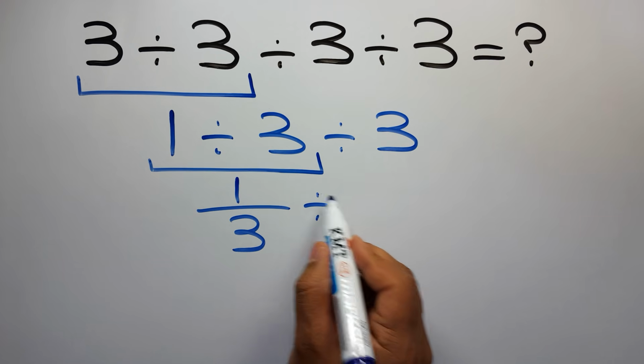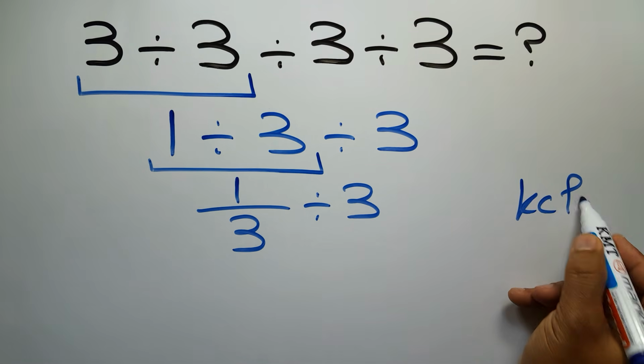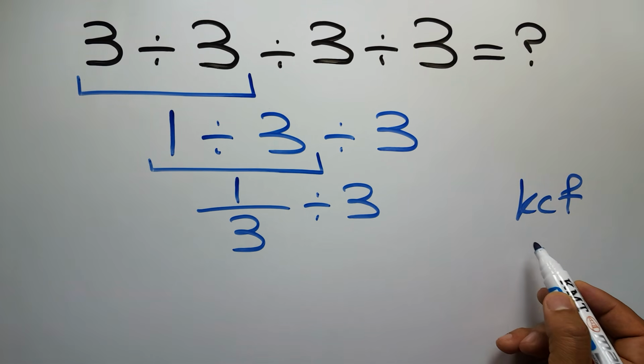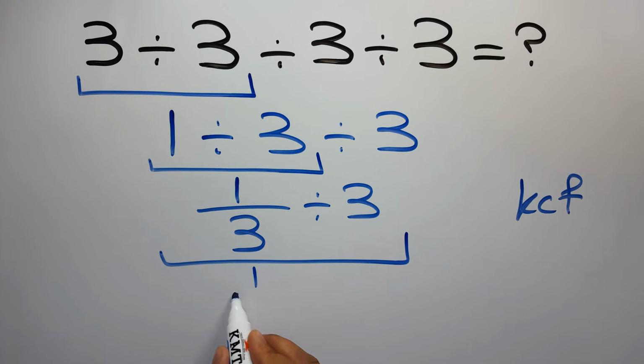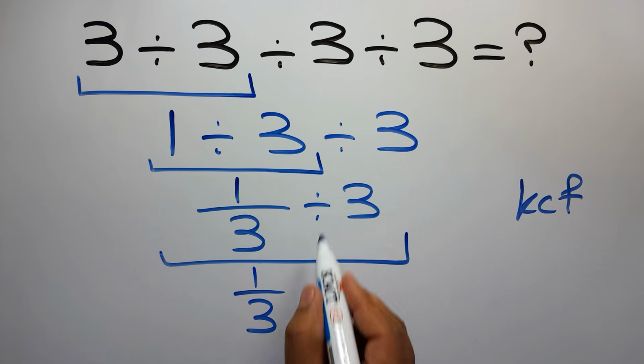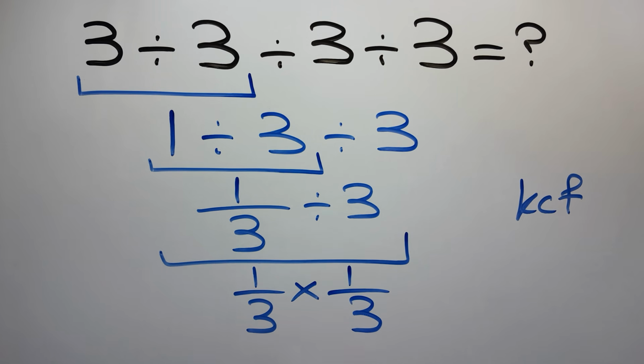Then divided by 3. Now, according to the KCF rule, K stands for keep, C stands for change, and F stands for flip. We can write keep the first fraction, change division to multiplication, and flip the second fraction. So we have 1 over 3 times 1 over 3, which equals 1 over 3 times 3 gives us 9. So we have 1 over 9.